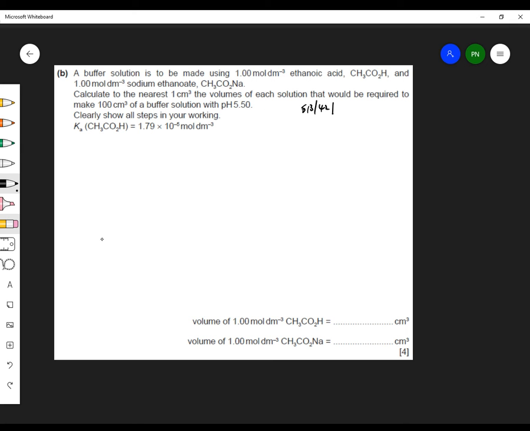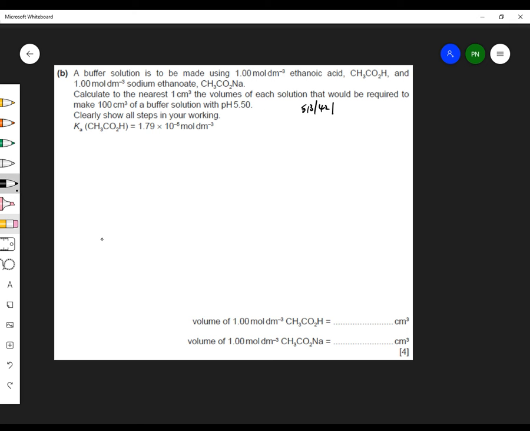So we've got to add a buffer solution. This is made using 1 cc of 1 molar ethanoic acid plus 1 molar sodium ethanoate. And this time we've got to find out the volume of each solution we have to add together to make 100 cc's of a buffer solution with a pH of 5.5.